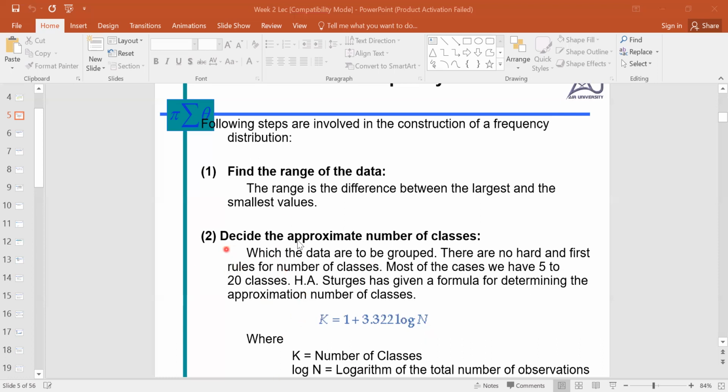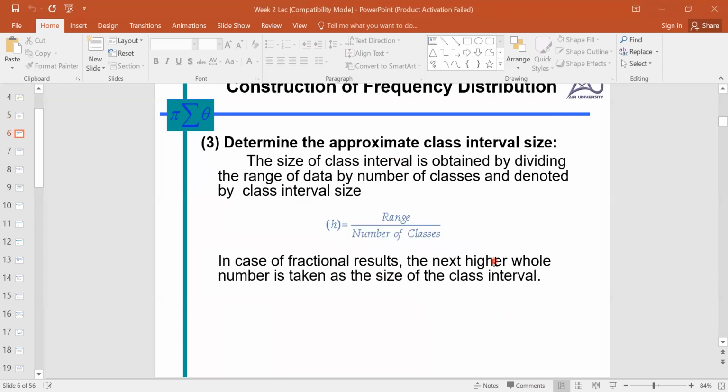This is a rough guess of the number of classes, and if you choose an appropriate starting point, then your number of classes must be equal to k, but it can be increased or decreased by 1 or 2 classes from this number. After this, in the next step, you have to find the class interval. Class interval is basically the ratio of the first two steps, in which you take the ratio of range and number of classes. When you divide, you get the approximate class interval size.